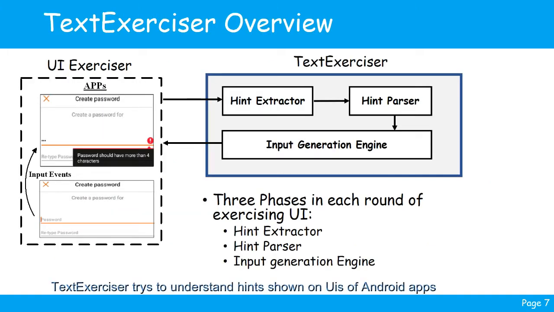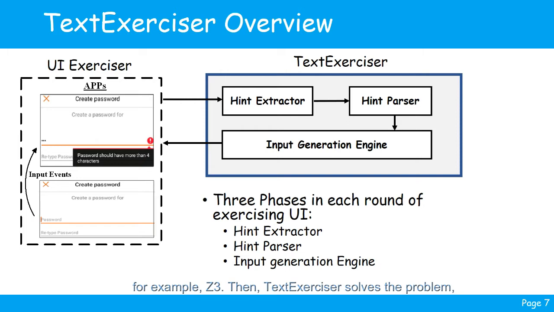TextExerciser tries to understand hints shown on UIs of Android apps, and then extracts corresponding constraints. The exercising has three phases, as shown in this figure. First, TextExerciser extracts all the hints from the app's UI with the hint extractor. Second, TextExerciser parses all the extracted hints and recognizes their semantic meanings. Lastly, TextExerciser generates a concrete input by feeding constraints into a solver.